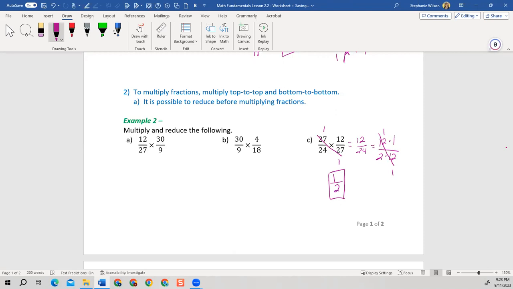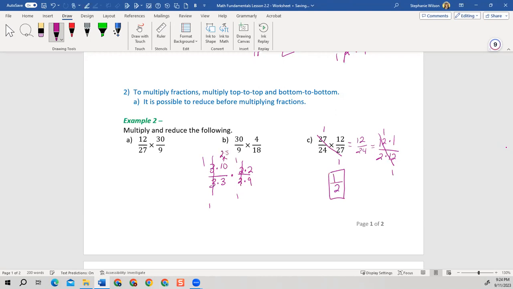Let's look at the B. The B has 30, which is 3 times 10. 9 is 3 times 3. Let's break the 4 down. 4 is 2 times 2. 18 is 2 times 9. Okay, so I see that one of the 3's is going to reduce with itself. The 2 will reduce with itself. And now I'm left with, oh, wow, look at 10.